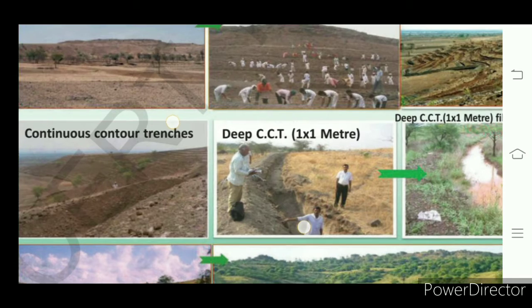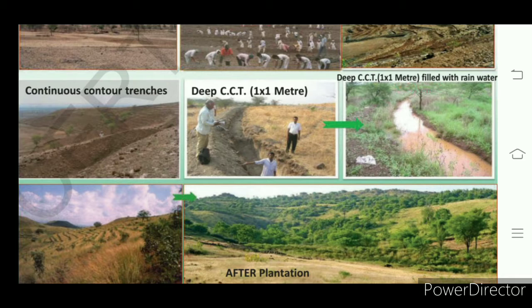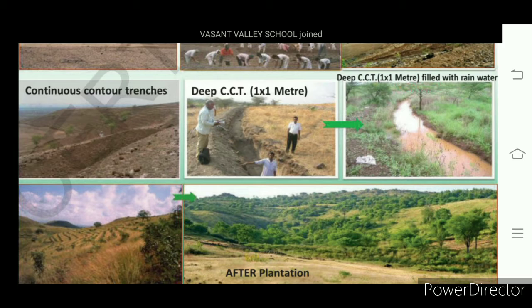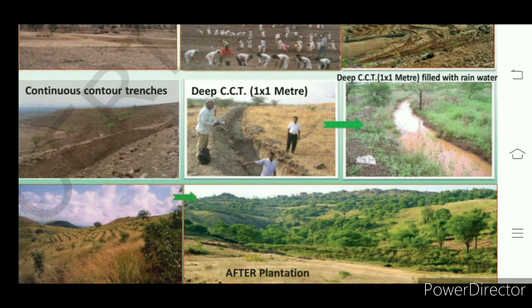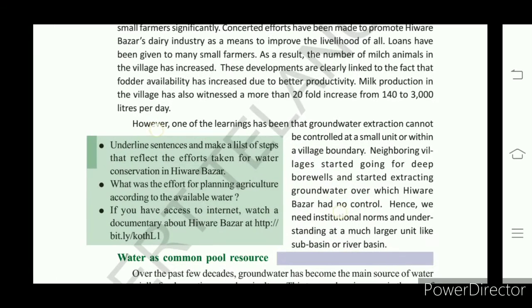This shows that the people did some voluntary labor, digging the continuous contour trenches, right? When rains came, grass and some plants grew. Then it turned into the last figure like this. So there is progress in Hiware Bazar village.